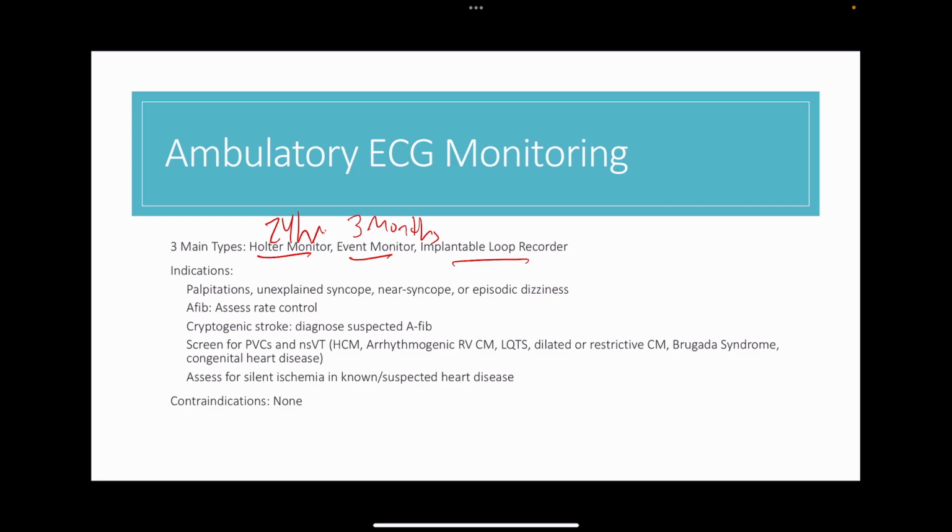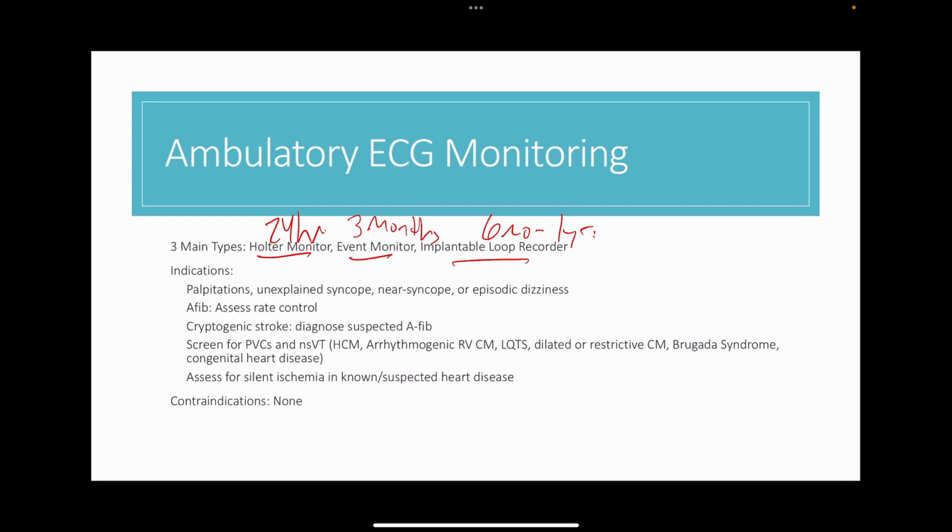Okay, and then the last one is this implantable loop recorder. Basically, it's like the size of a little thumb drive, and they put it under the skin, and it's a surgery, it's a procedure, and you have that in you for like 6 months to a year. And again, we're trying to catch these arrhythmias. We don't know when they're going to pop up. So implantable loop recorder can be like 6 months to 1 year, and then you just pop it out.